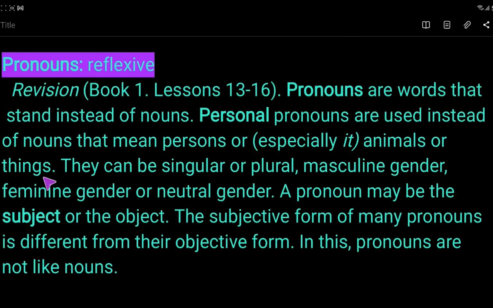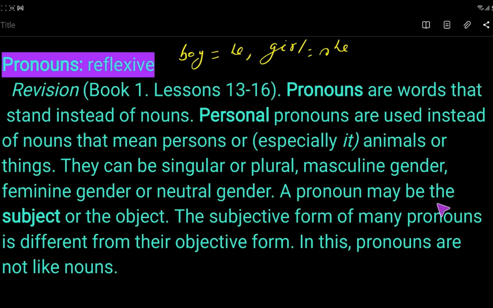You know this better: we have used he in place of boy, she in place of girl, and we have also used pronouns in place of animals. They can be singular or plural; for boys we will use they. So it can also be plural. Masculine gender, like we have written here, replace boy with he, replace girl with she. So a pronoun can be masculine, feminine or neutral gender.